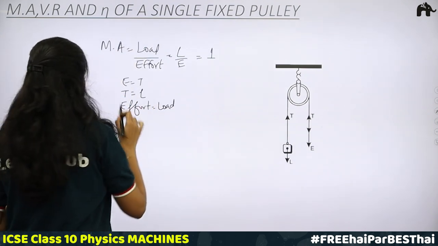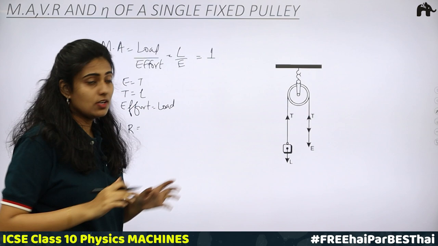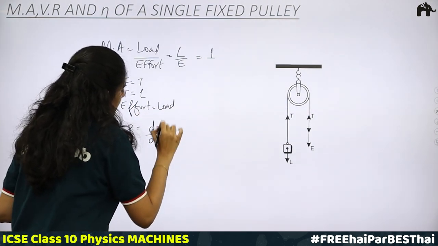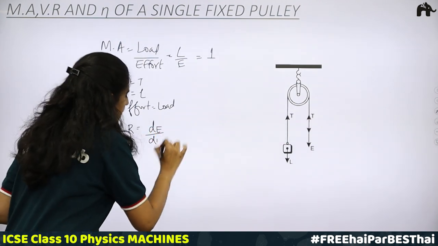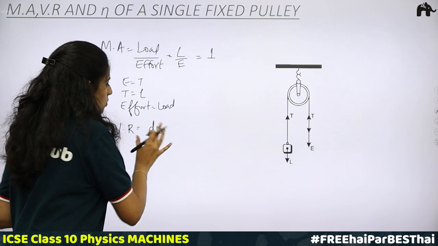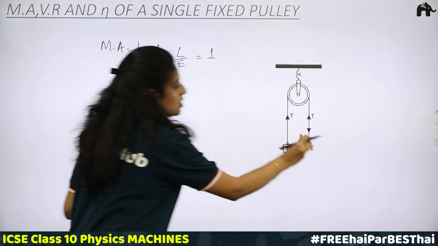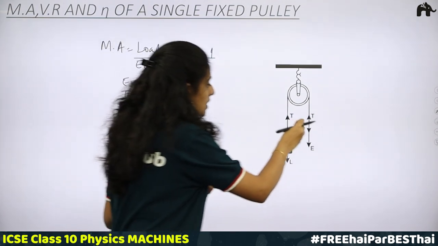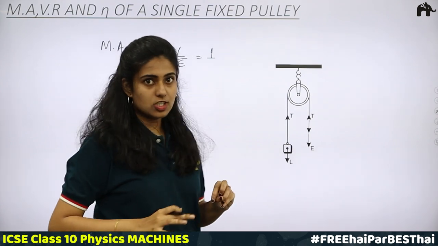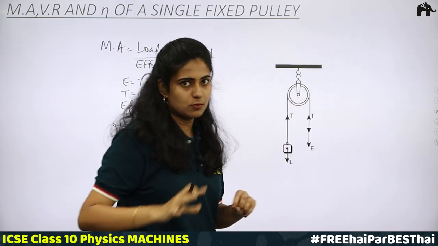Next, let's see how to calculate the velocity ratio. What is velocity ratio? Velocity ratio is the ratio of displacement of effort to the displacement of load. If you haven't watched the previous video, we have discussed all these there. Go watch it first. Velocity ratio is DE by DL. DE is the displacement of effort, which means how much the rope has moved when you pull the rope in the downward direction. That is the distance the rope has moved.